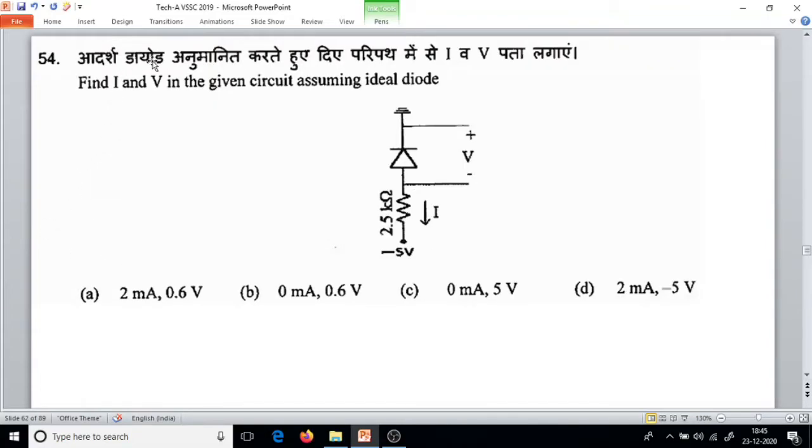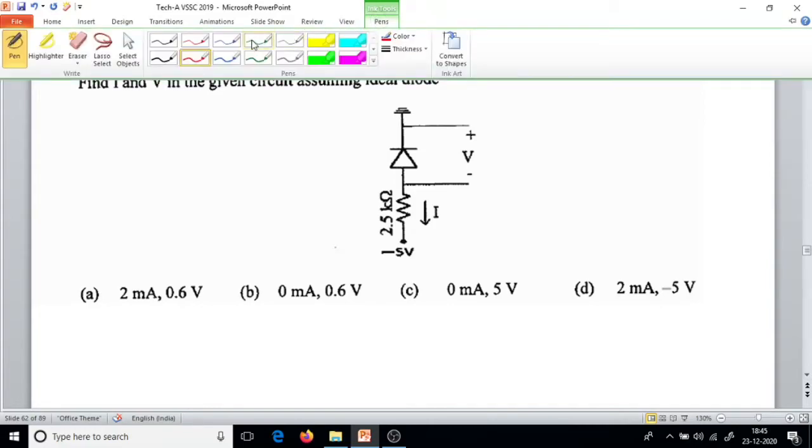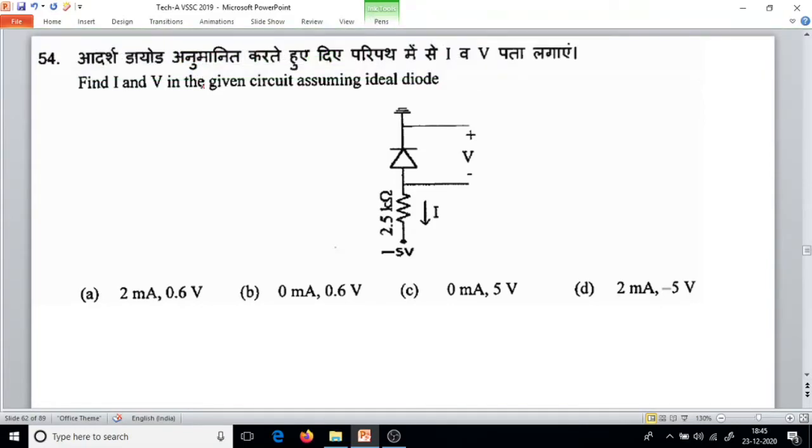Question number 54. We have to find I and V in the given circuit. We have a circuit here, and this point is at minus 5 volt. So the same minus 5 volt comes here, and this is at the ground zero potential. Comparing to the anode voltage, cathode voltage is more. So it is reverse biased.